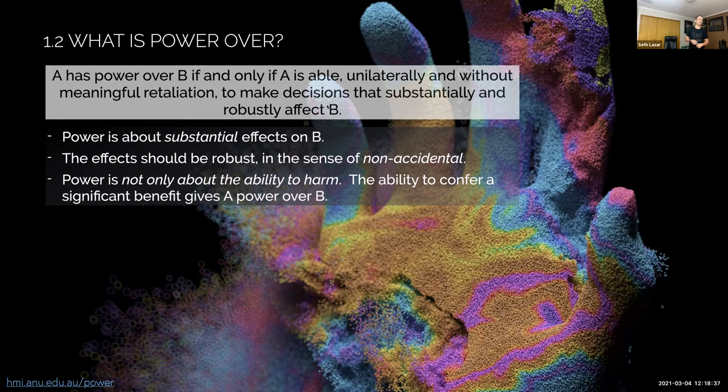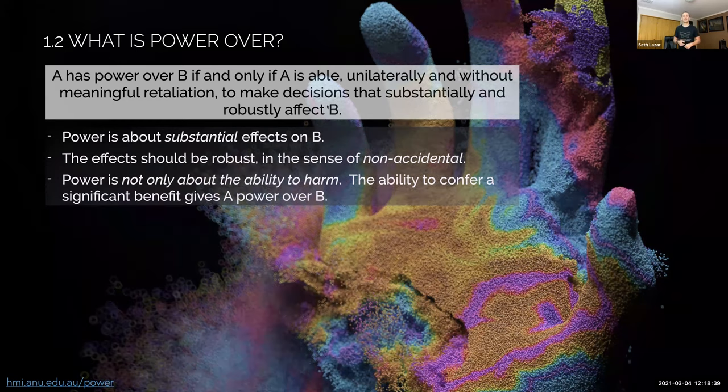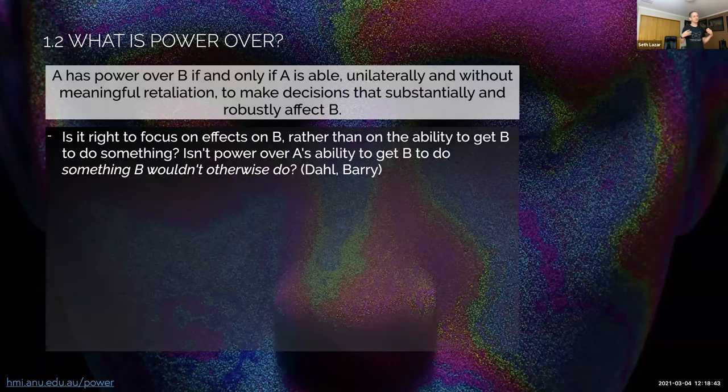But in this one, I'm just going to talk about one objection. And this is the notion that we shouldn't define power as being about being able to affect somebody. We should define power as being able to get somebody to do something. What power is, is getting people to do stuff when they don't want to do it.